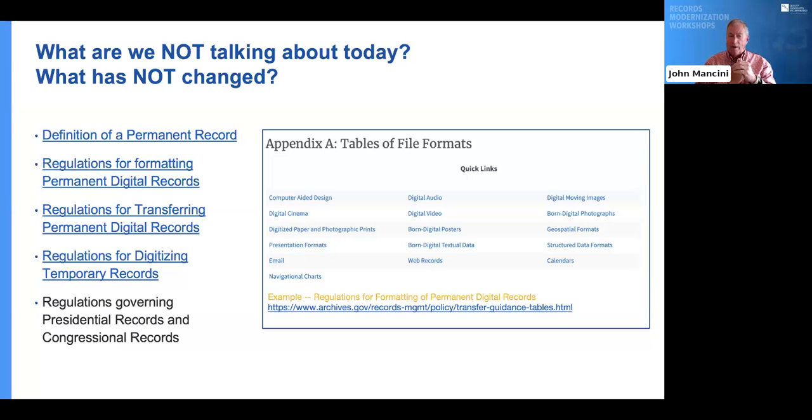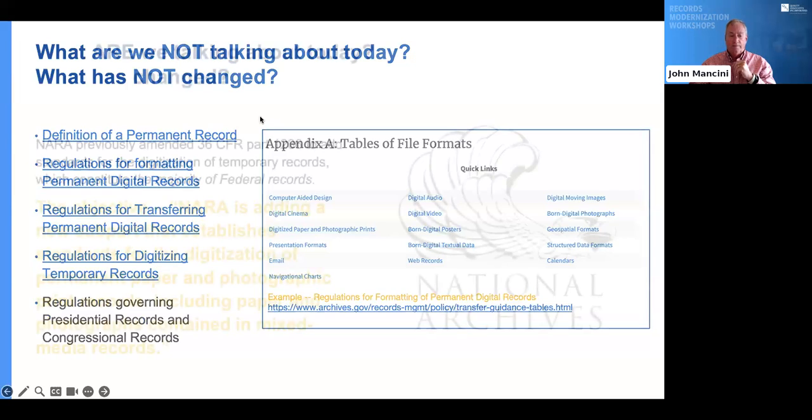The definition of a permanent record has not changed. Regulations for formatting permanent digital records have not changed. Regulations for transferring permanent digital records haven't changed. For digitizing temporary records haven't changed. There's also, probably more than three, but three basic buckets of records. There's presidential records, congressional records, and federal records. And this doesn't cover presidential records and congressional records. And so all these links are live in the presentation. So if you have any questions about what all this is about, you can really find out a whole lot of detail directly on the NARA site.